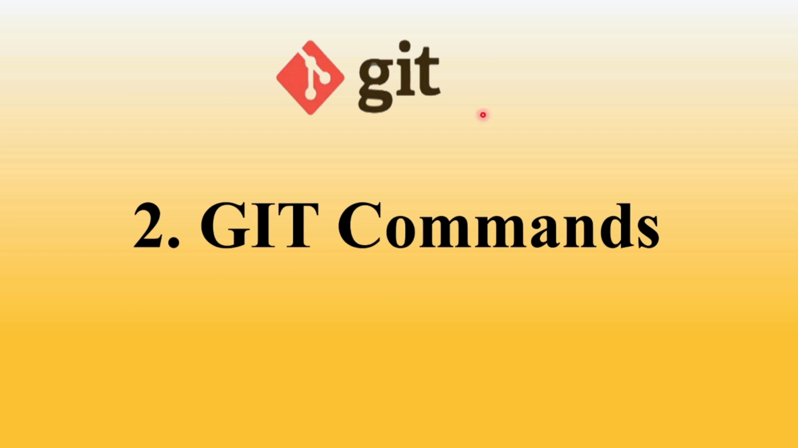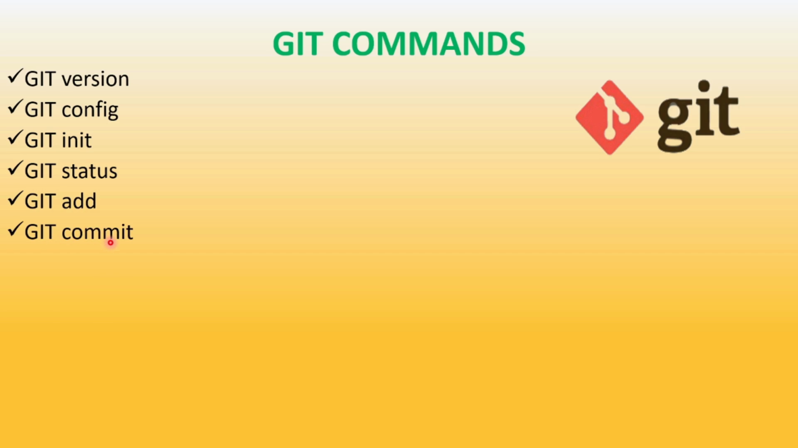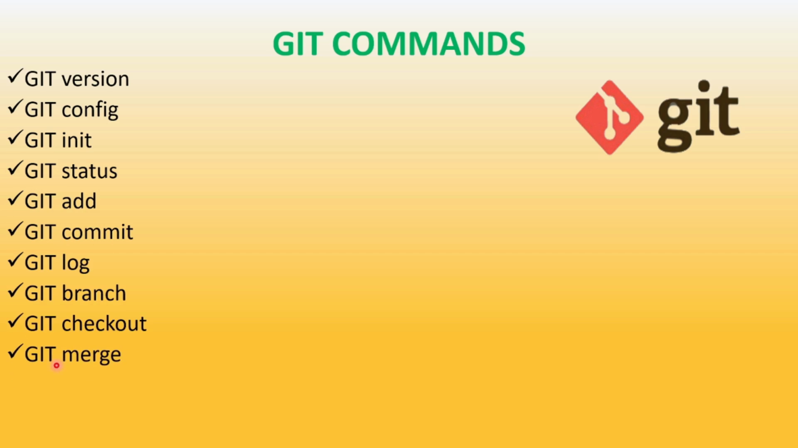Step number 2 is Git commands. So now we'll learn all the Git commands. First we'll see what the Git version command does. Then we'll see the Git config command, Git init command, Git status command, Git add command, Git commit command, Git log command, Git branch command, Git checkout command, Git merge, and lastly we'll see Git remote and Git push commands. So these are the commands we are going to learn inside Git.